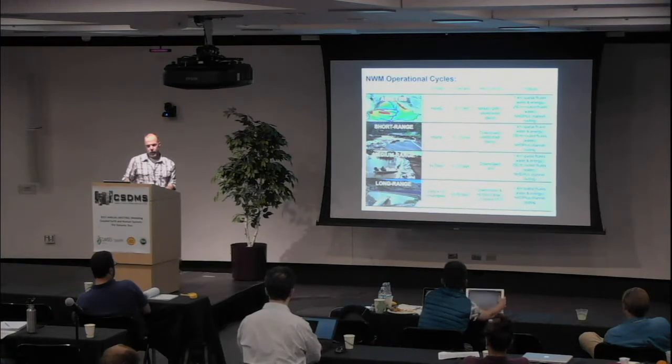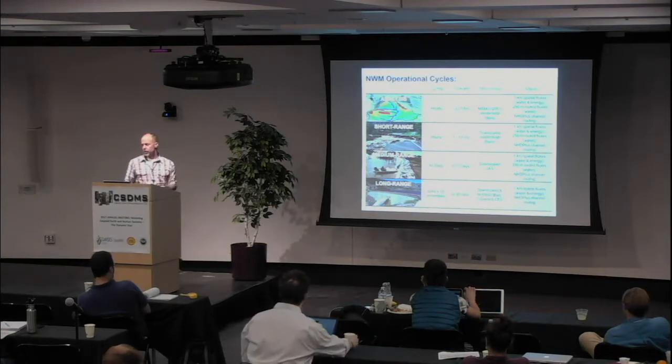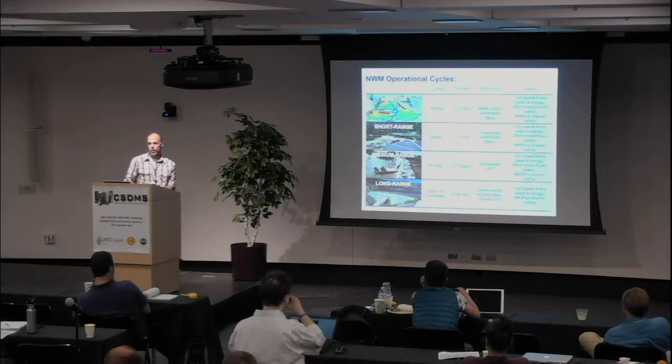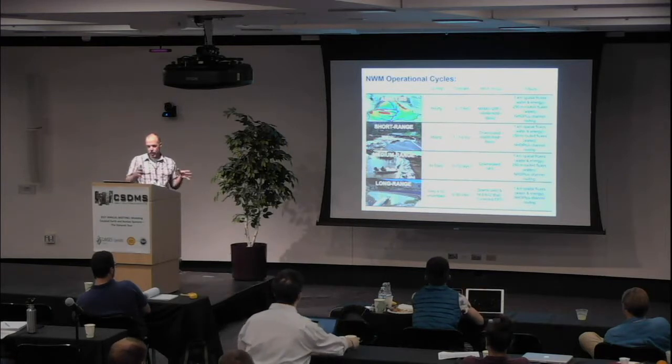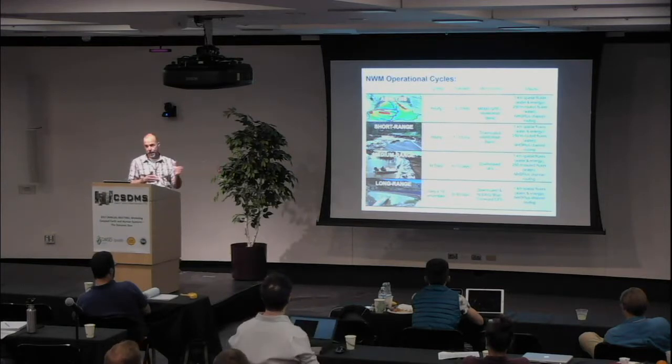One last thing I'll say about the implementation of the water model itself in operations is that there's four different configurations that are cycling all the time. There is an analysis cycle, which is generating a set of initial conditions for every forecast cycle. And that analysis cycle runs from about 3 hours in the past up to the present and is assimilating real-time streamflow data from the USGS real-time streamflow network.